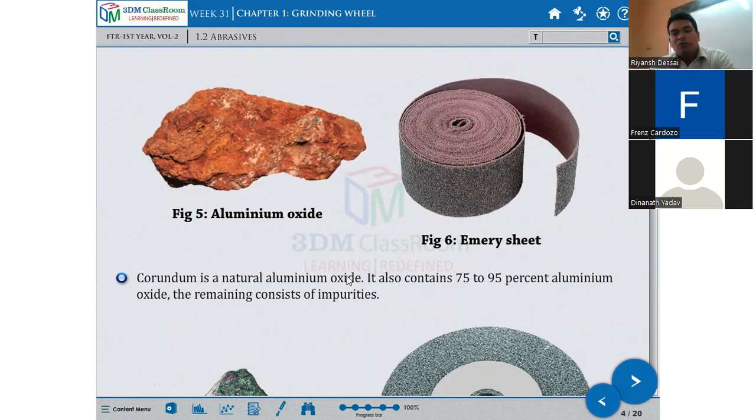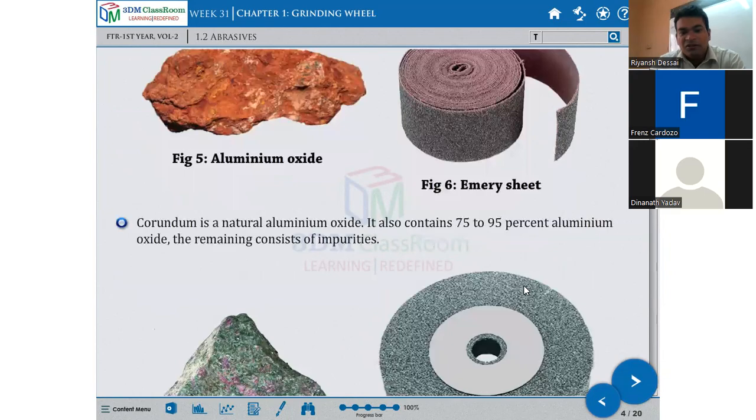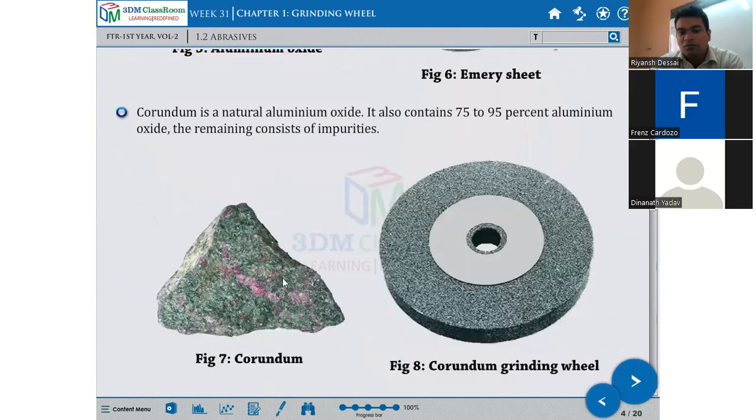Corundum is a natural aluminum oxide. It contains 75 to 95% aluminum oxide, and the remainder consists of emery. This is a corundum stone, naturally available in nature. Out of this stone, this type of grinding wheels are made. They are made of corundum only.